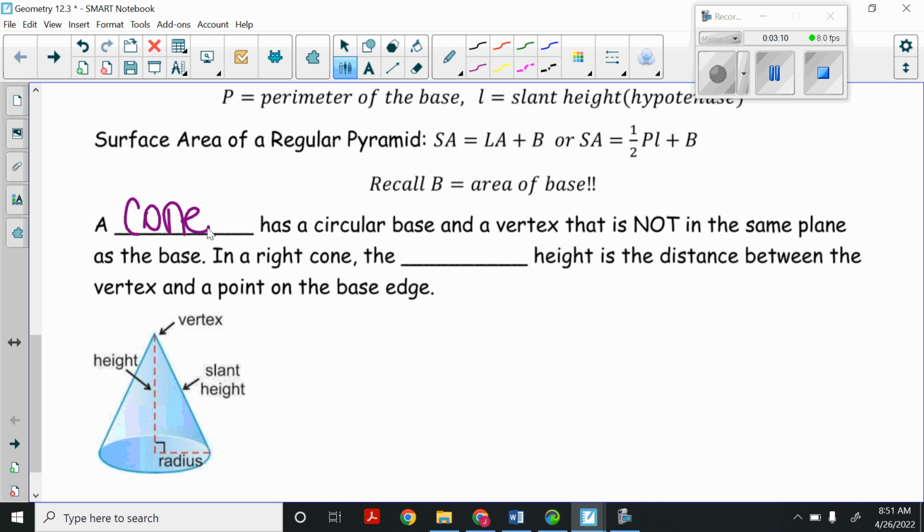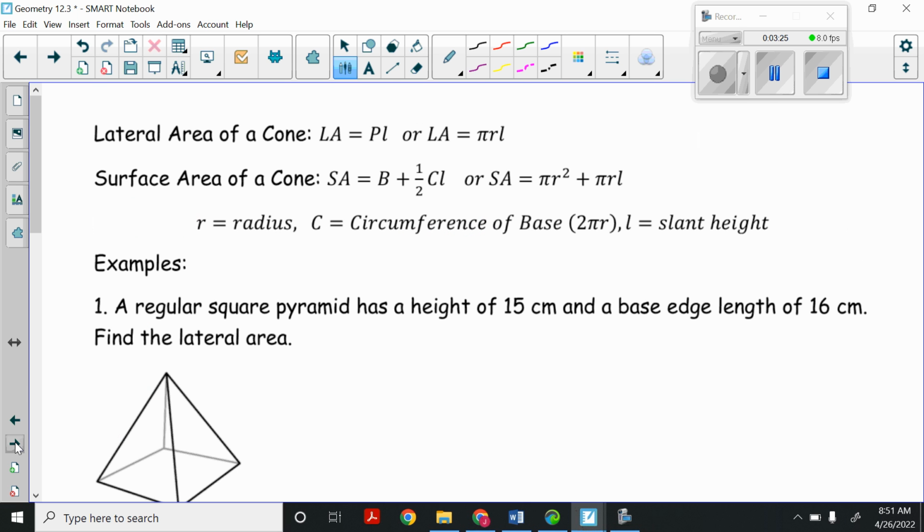In a right cone, the slant height is the distance between the vertex and a point on the base edge. So again, here we see that our slant height would be the hypotenuse in this cone if I know my height and my radius. The lateral area of a cone is 1/2 perimeter times the slant height. The circumference of the circle is 2 pi r, so the lateral area of a cone is pi rl.